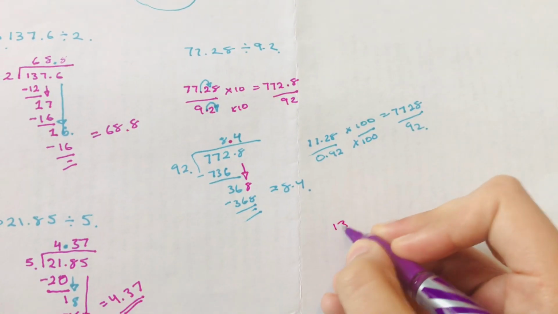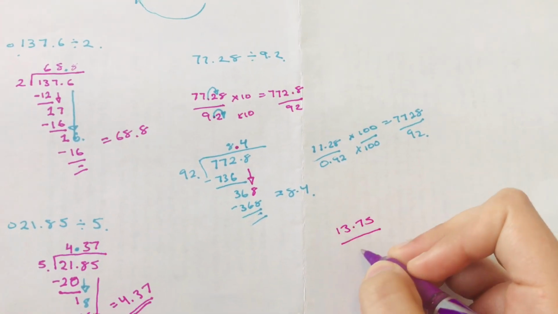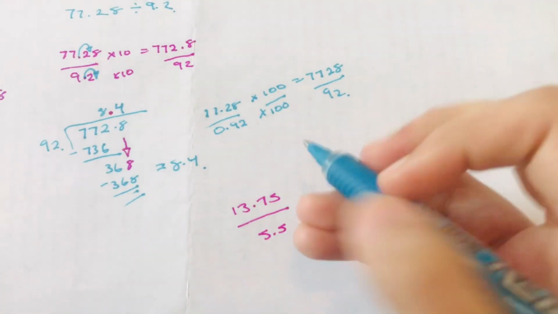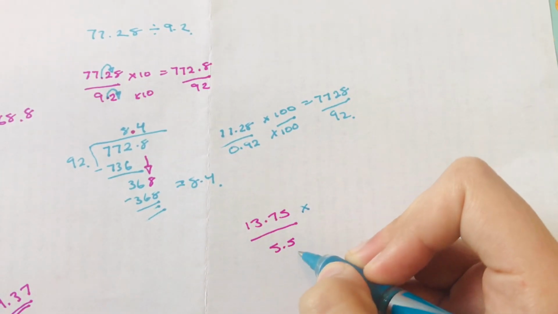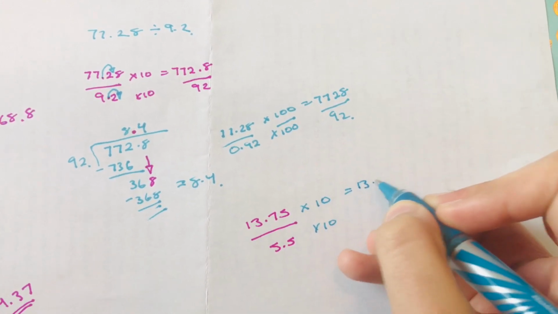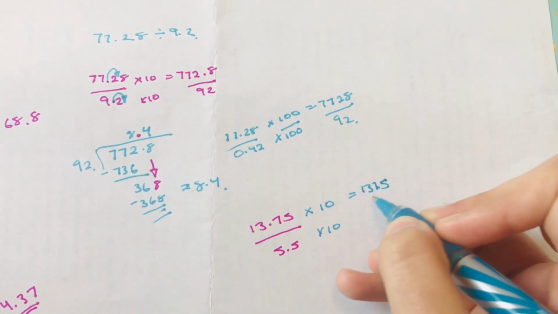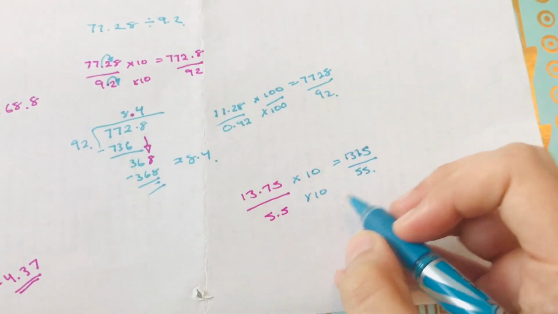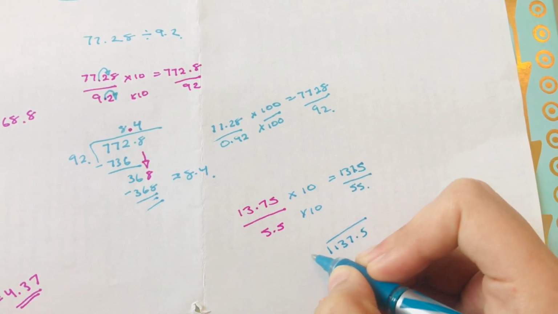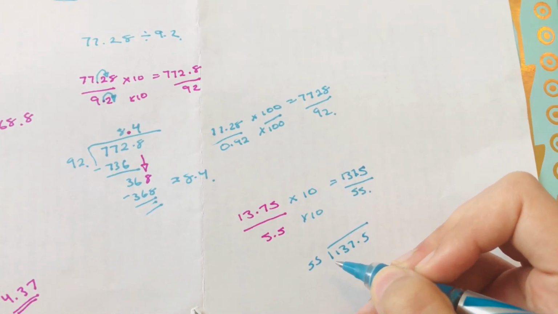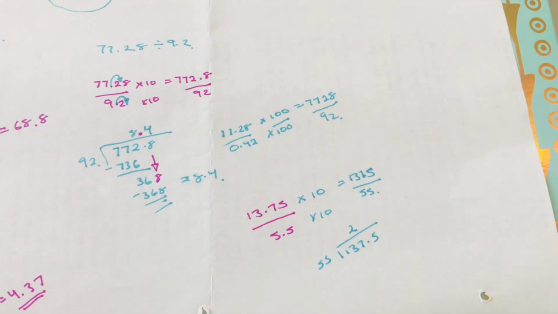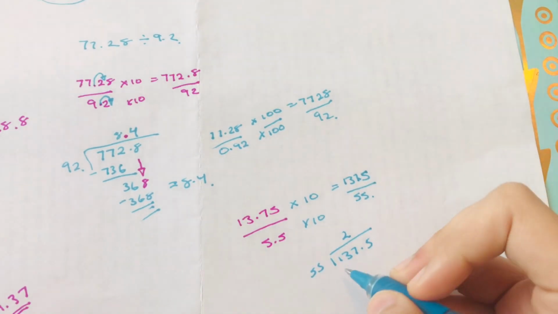So 13.75 divided by 5.5. Easy peasy. What will you multiply it by? By 10 on both sides, because there's only one digit after the decimal point. So by 10, you get 137.5 over 55. And then you put it under the division sign. And you solve it like normal. So 55 times 2 is 110.